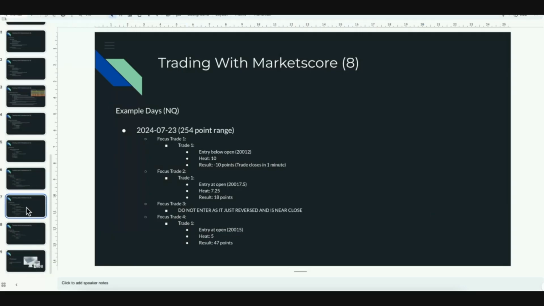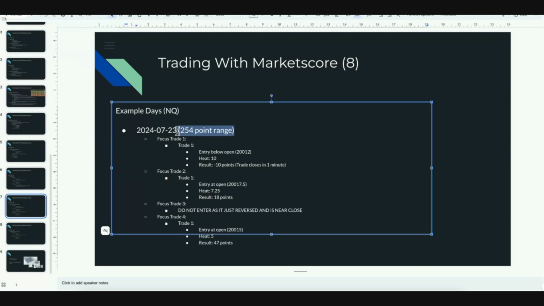So now we're going to move over to the NQ. So the NQ, I'm going to choose the same days. And the range on this day is 254 points. So we're going to go to the NQ. So this is day 1.